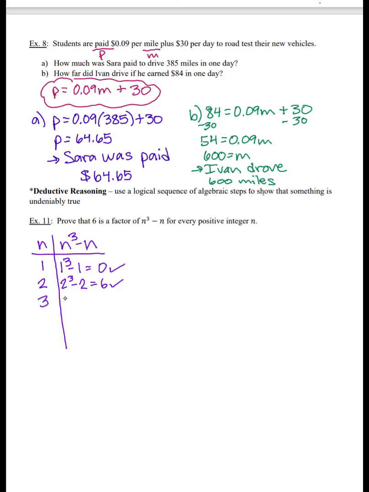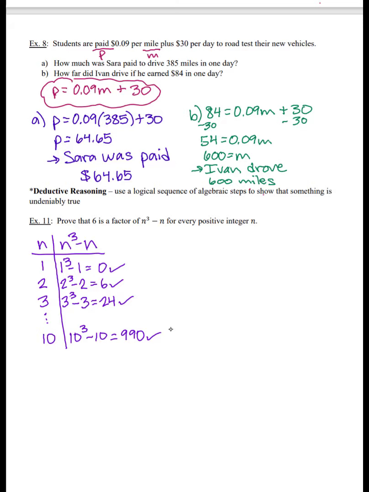Going to n is 3. 3 to the third power is 27. 27 minus 3 is 24. 6 is a factor of 24, so that works. So it looks like the first couple are checking out fine. Maybe I want to skip ahead a bit. Maybe I'll go to, say, 10 and do 10 to the third power minus 10. That would be 1,000 minus 10, so that would be 990. And if you divide that by 6, that does divide evenly. So 990 has 6 as a factor.